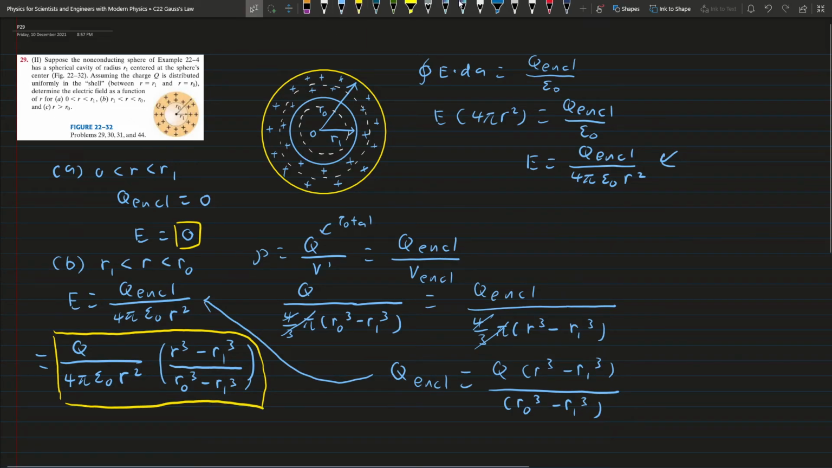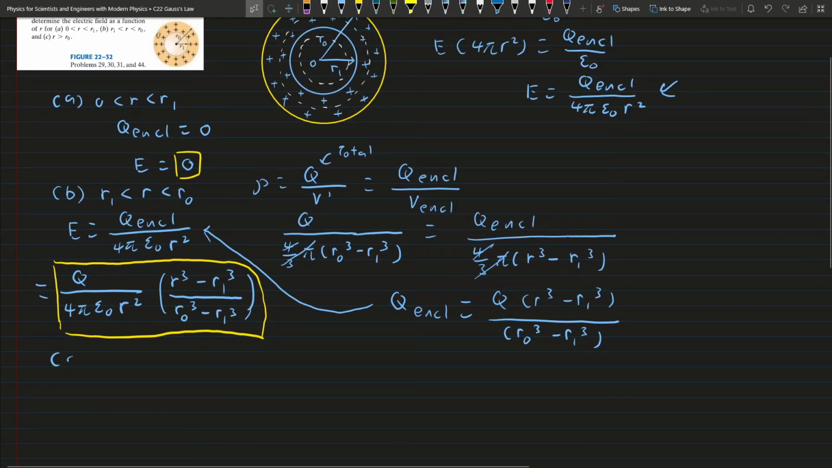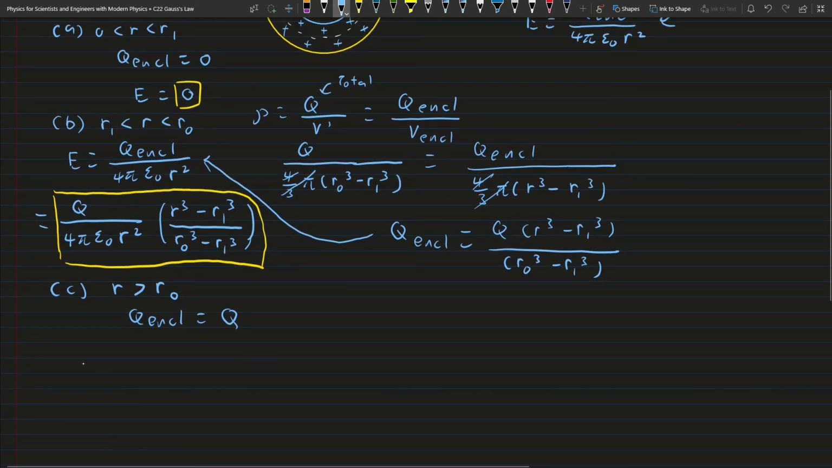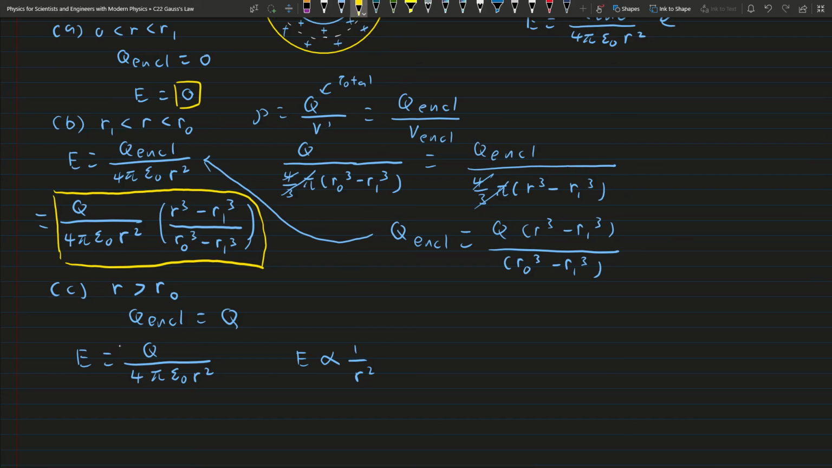Now case C, where r is greater than r naught. In this case, Q enclosed equals the total charge, which is Q. So we get back the formula we usually see, Q over 4 pi epsilon naught r squared, which goes as 1 over r squared. This is the answer for C.